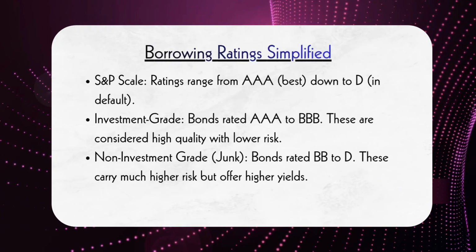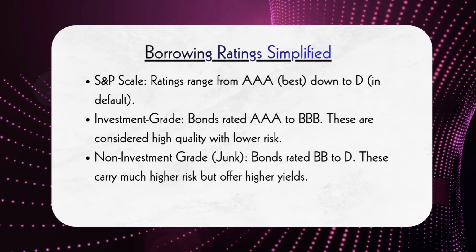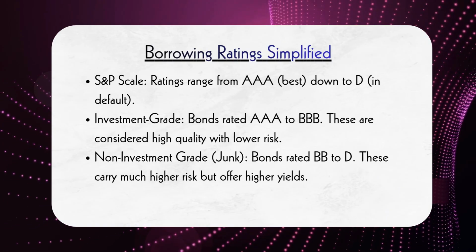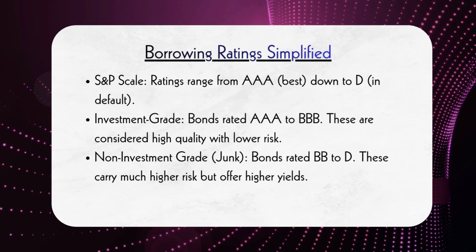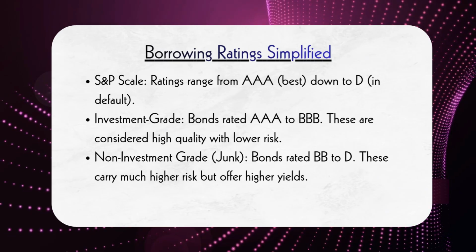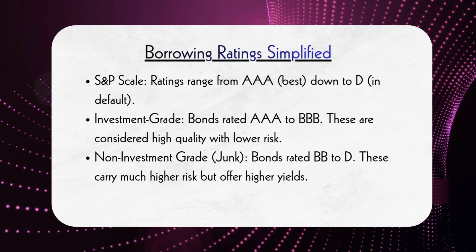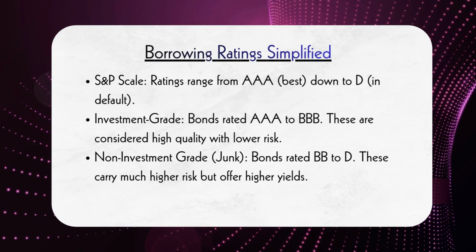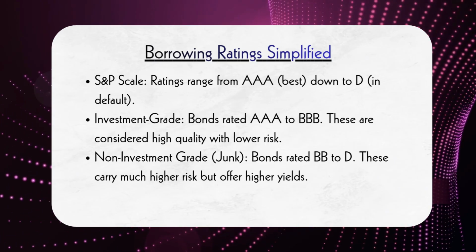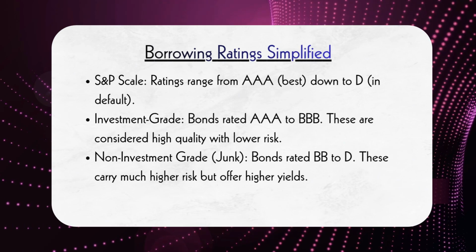To start, let's look at borrowing ratings. S&P ratings range from AAA, which represents the highest quality, down to D, which indicates a payment default. We generally split these into two buckets: investment-grade bonds, which are rated AA to BBB, and non-investment grade or junk bonds, which are rated BB down to D.